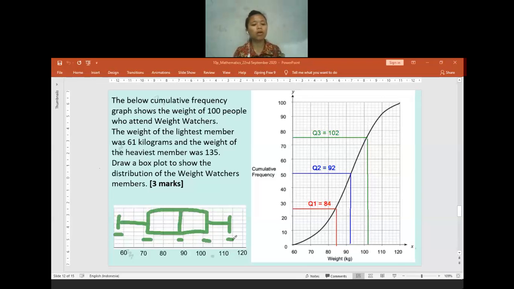After the median you will be having the Q3 or the upper quartile, and then the last one you will be having the highest value. Is there anyone having any question? You can draw it better.